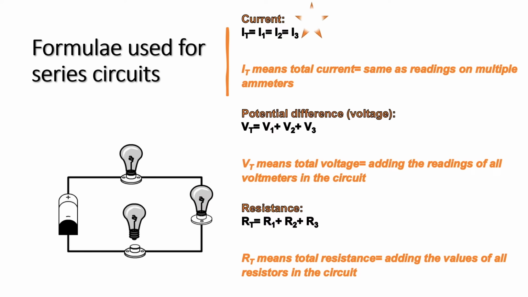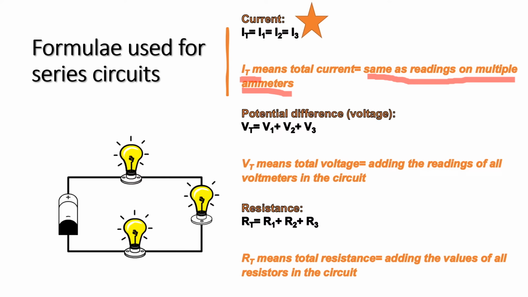Firstly, if we were to ask you to measure current in an electric circuit, which is a series circuit, our formula would be IT = I1 = I2 = I3. This is because the current is equal everywhere in a series circuit, and over here, IT means the total current, and it is the same as the readings on multiple ammeters found in the circuit.